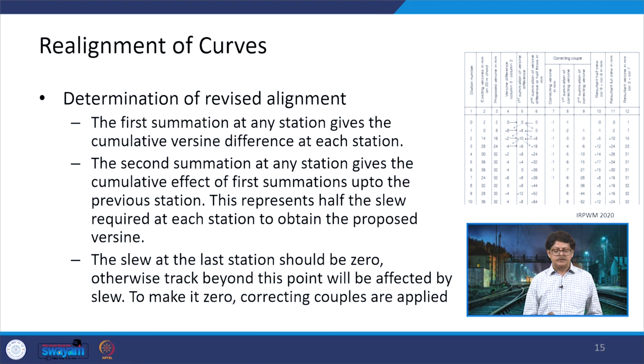It says the first summation at any station gives the cumulative Versine difference at each station. The second summation at any station gives the cumulative effect of the first summations up to the previous station, and this represents half the slew required at each station to be obtained for the proposed Versine. The slew at the last station should be 0, otherwise we have to track back this point, and it will be affected by the slews. To make it 0, the correcting couples are applied.